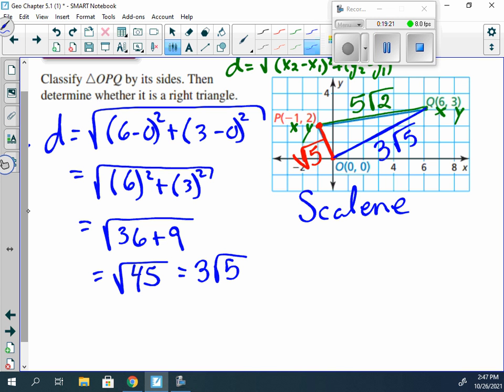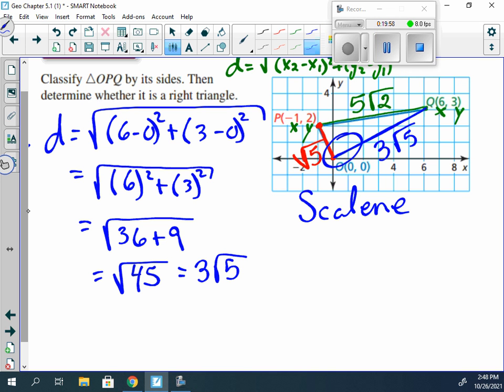Where is, if it had a right angle, where would it be? At point O. If it had a right angle, it would be at point O, yes? If that is a right angle, what does it mean those 2 side lengths are? They're 90 degrees. What kind of lines intersect at 90 degrees? Perpendicular lines. Those 2 lines are perpendicular if their slopes are opposite reciprocals.